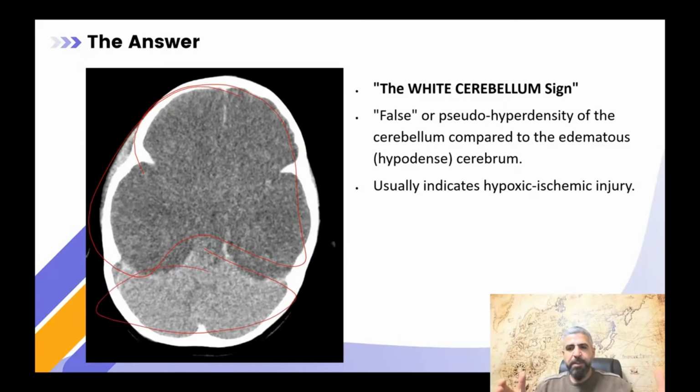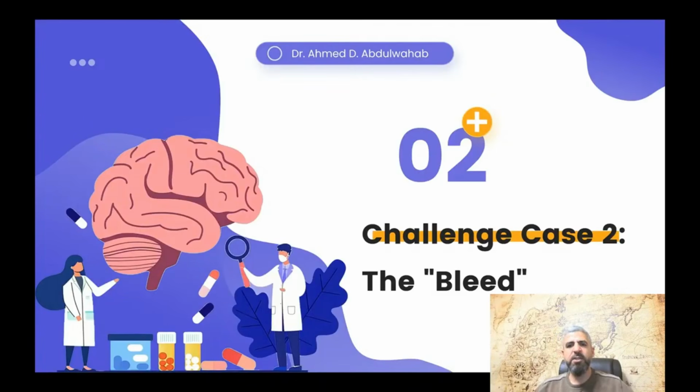Because the rest of the brain is so dark, the cerebellum appears bright, and this is a case of diffuse cytotoxic edema, like everything is edematous. Good job. Flash round is finished. Now, let's go to challenge case number 2, the bleed.